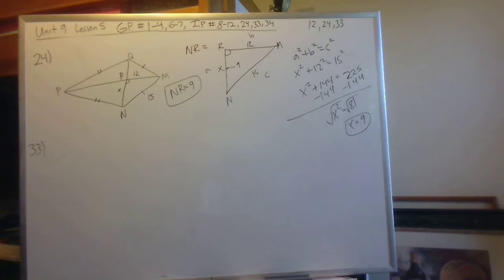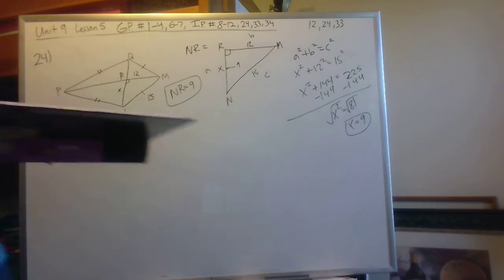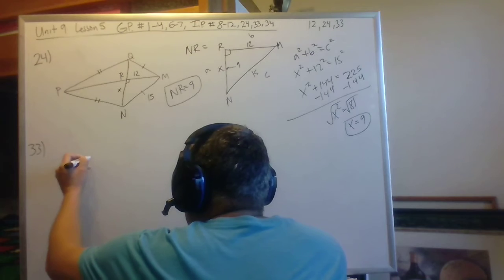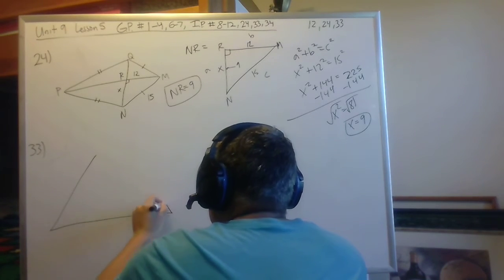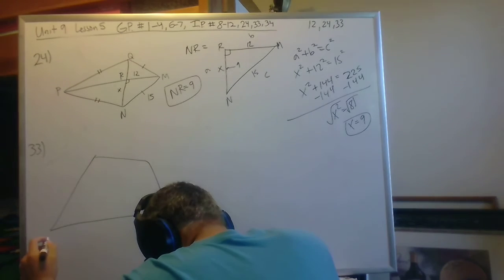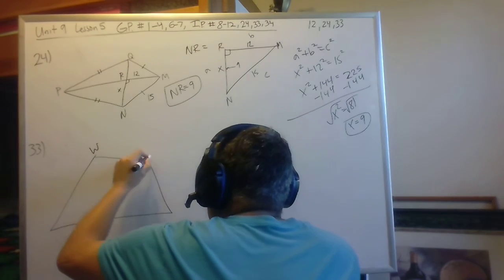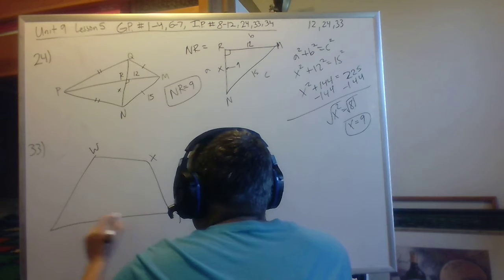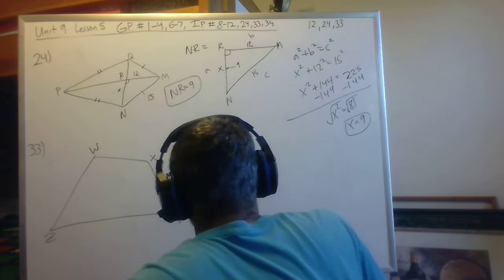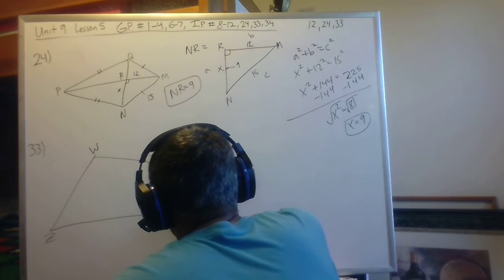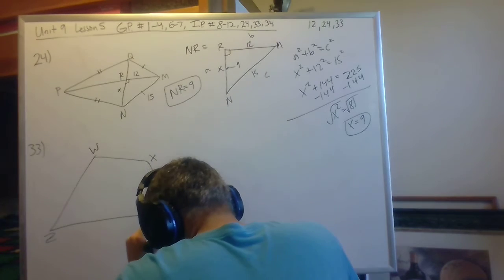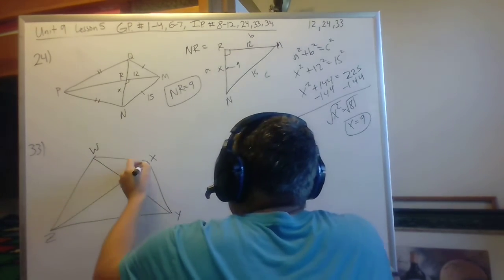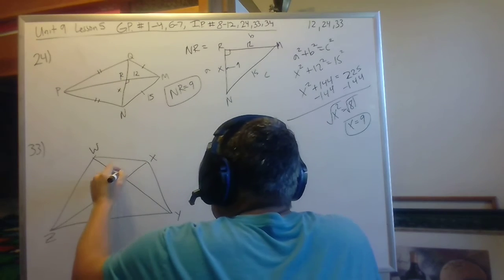So for 33, we have a trapezoid, WXYZ. And we have diagonals, and the intersection of the diagonals is P.